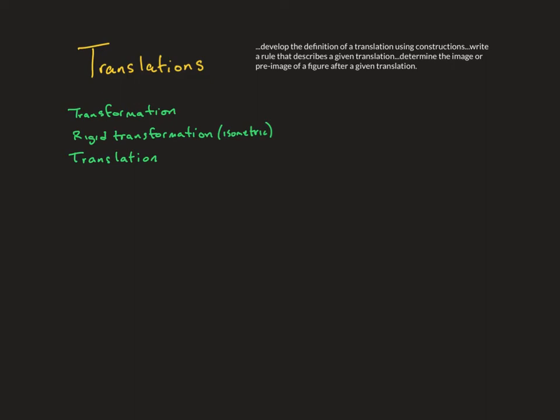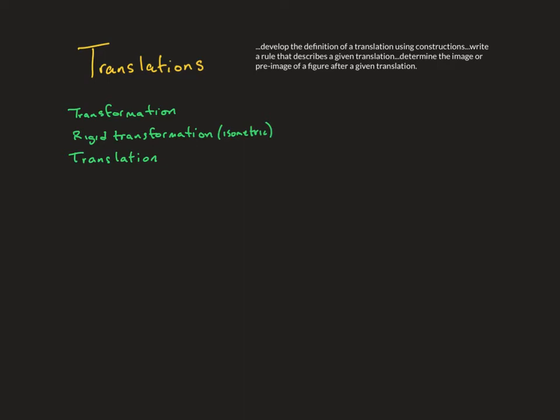As we continue to talk about geometric transformations, we're going to talk about translations, and translations are a rigid transformation. But before we get into some definitions, we want to be able to develop the definition of a translation using constructions, write a rule that describes a given translation, and determine the image or pre-image of a figure after a given translation.